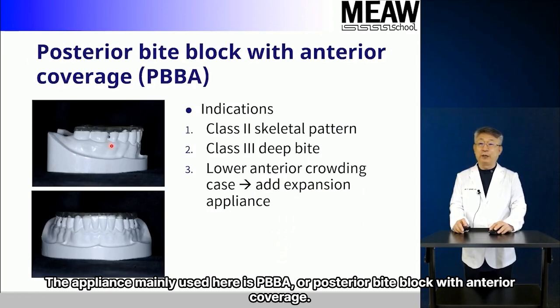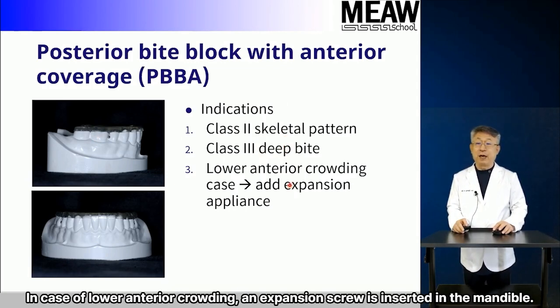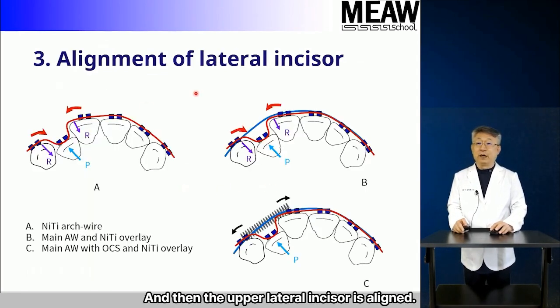The appliance mainly used here is PBBA, or posterior bite block with anterior coverage. When is this appliance mostly used? It is used in Class 2 skeletal pattern or Class 3 deep bite. In case of lower anterior crowding, an expansion screw is inserted in the mandible. And then the upper lateral incisor is aligned.